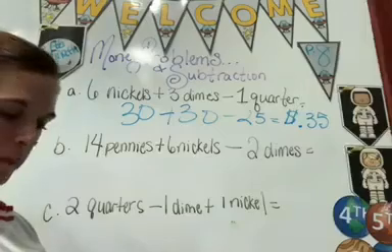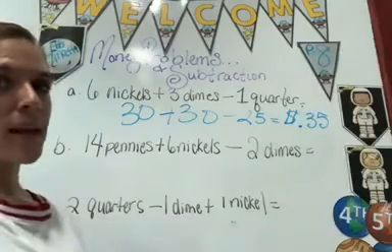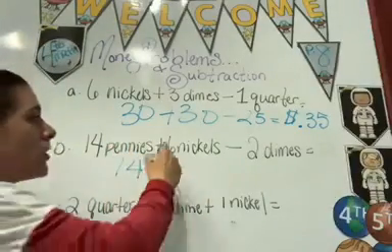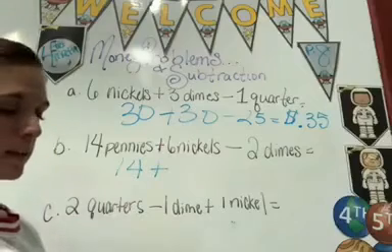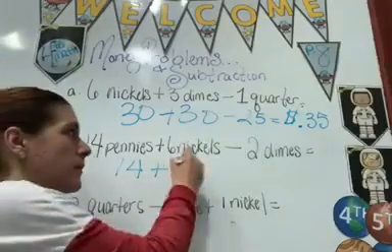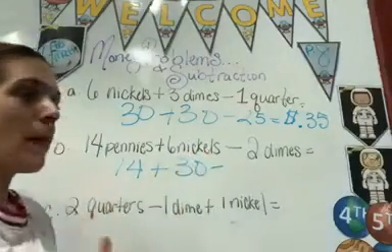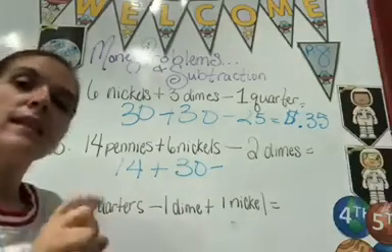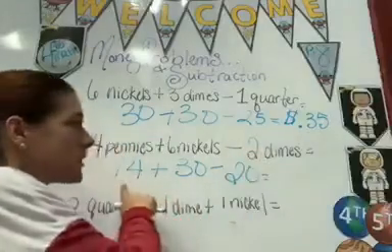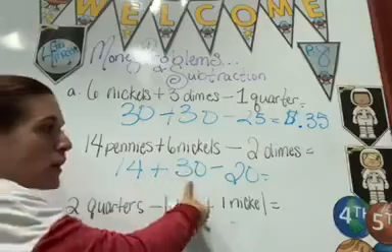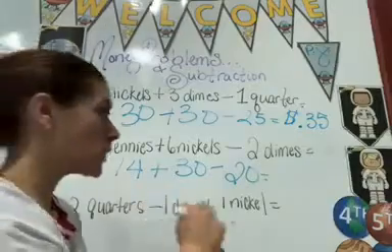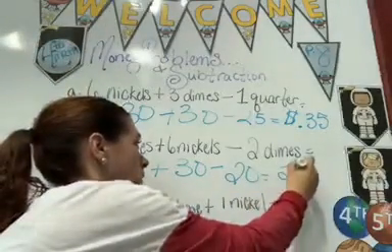Okay, look at letter B. 14 pennies. That one's easy because a penny is how many? A penny is 1, so it's 14 cents. Plus 6 nickels. How much is 6 nickels? We just did that one. A nickel is 5. So 6 times 5 is 30. Okay, write this in your book. Then minus 2 dimes. How much is a dime? 10, so 2 of them is what? 20. 14 plus 30 is 44. 44 minus 20 is 24 cents.